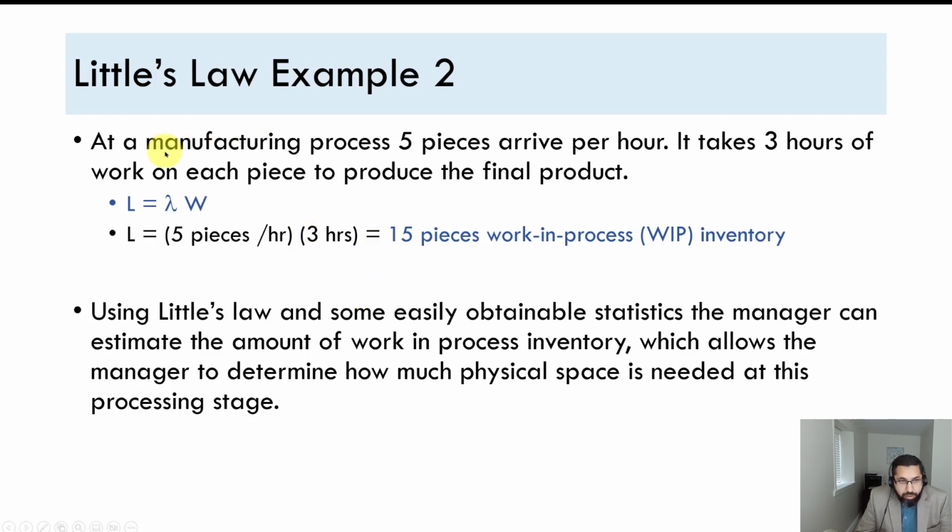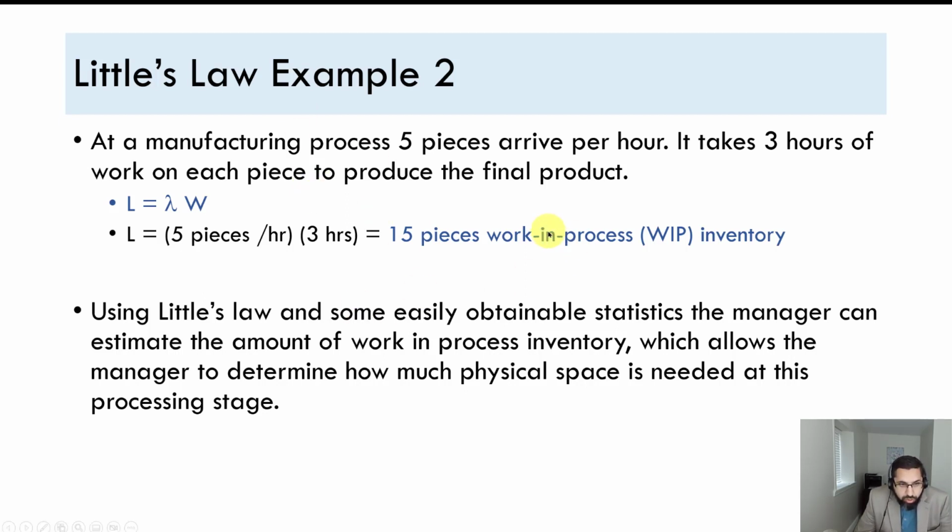Let's do another example. At a manufacturing process, 5 pieces arrive per hour. Okay? And it takes 3 hours to work on each piece to produce the final product. So we need to figure out, for this workstation, which takes 3 hours to work on each piece to make the final product, and 5 pieces arrive per hour, how much work in process inventory would be at this workstation. That can be a useful metric to know, because then we can design storage around that workstation to hold those work in process inventory safely.